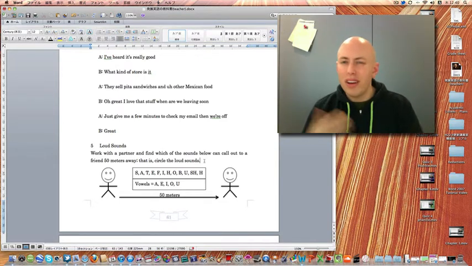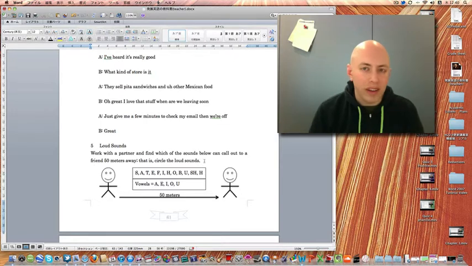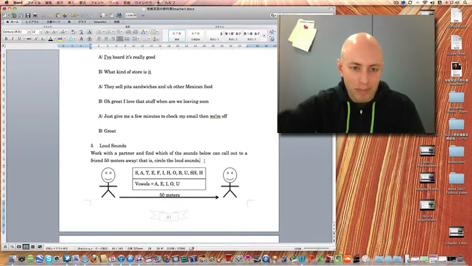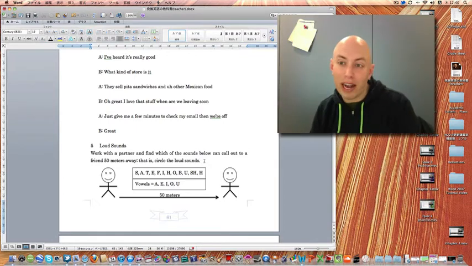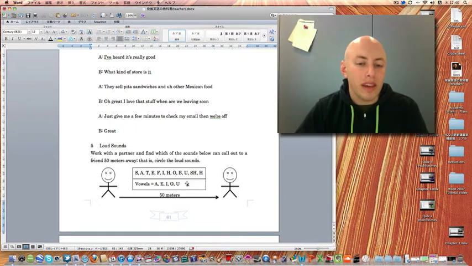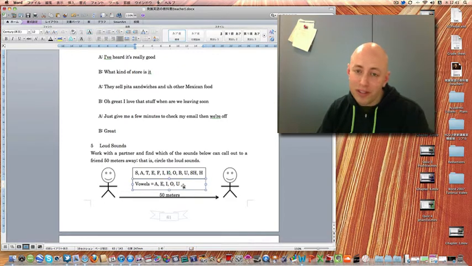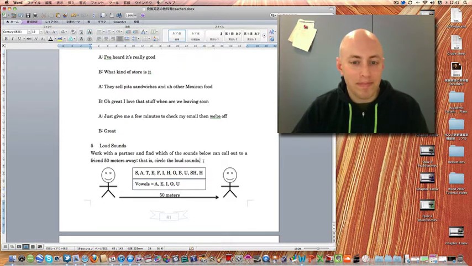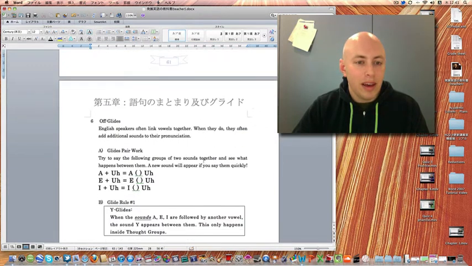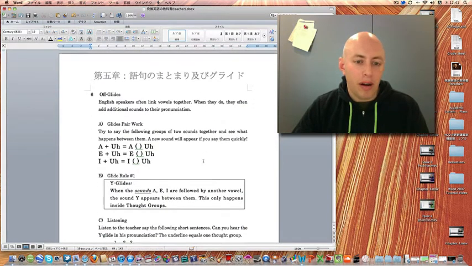We don't use softer sounds, lower sounds like z to call out to people far away from us because they're not very loud. What I want you to remember is this. Vowels are loud. Vowels are loud. Please remember that. And the last thing in this chapter are glides.